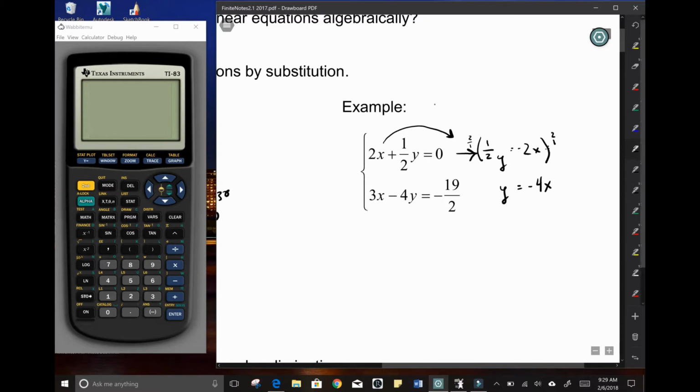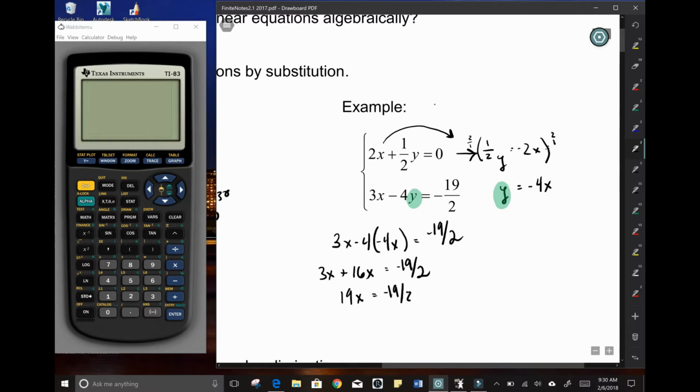You might see in the future that the more algebra you know how to do these things, the better it's going to help you. So then just substitute that y into the other one. It may look nasty, but it's just going to be 3x minus 4 times negative 4x equals negative 19 halves. That gives us 16x plus 3x equals negative 19 halves. Hey, 19x equals negative 19 halves.